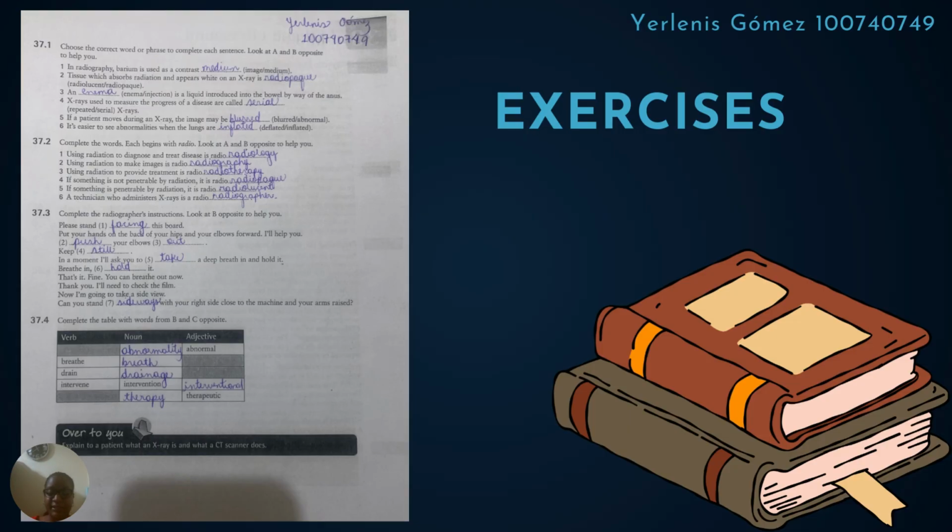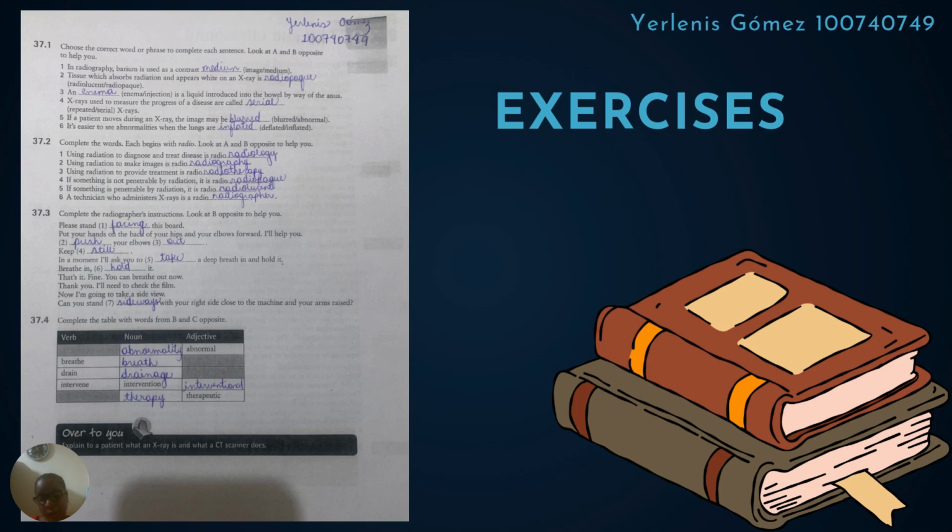Let's go with the second one. This is 37.2. And it says, complete the words. It begins with radio. Look at A and B opposite to help you. Number one, using radiation to diagnose and treat diseases is radiology. Two, using radiation to make images is radiography. Three, using radiation to provide treatment is radiotherapy. Four, if something is not penetrable by radiation, it is radiopaque. Five, if something is penetrable by radiation, it is radiolucent. And six, a technician who administers X-rays is a radiographer.